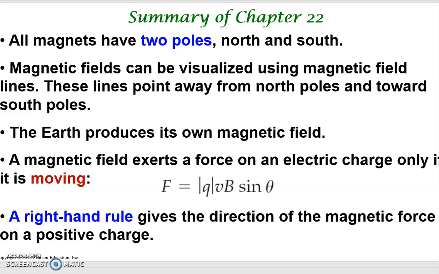And the directions of the lines follow the convention. They always point away from the north and always point toward the south. But the main difference is that these two poles always appear in pairs. So you can never find an isolated north or south pole. And how about the magnetic force?